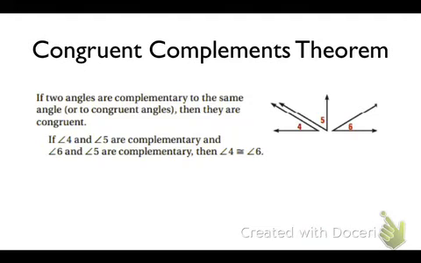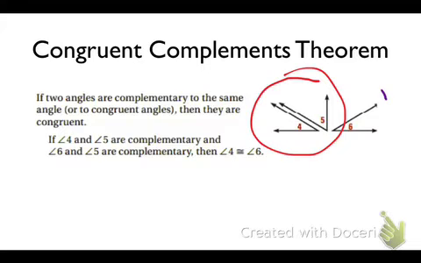We just had the congruent supplements theorem. Now we've got the congruent complements theorem. Okay, this one says if two angles are complementary to the same angle. Okay, so 4 and 5 are complementary, and also 5 and 6 are complementary. So we've got two different angles complementary to the same angle. This theorem says if that's true, then those two angles must be congruent.